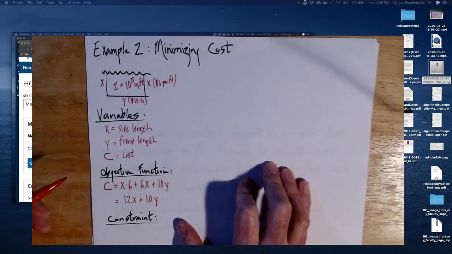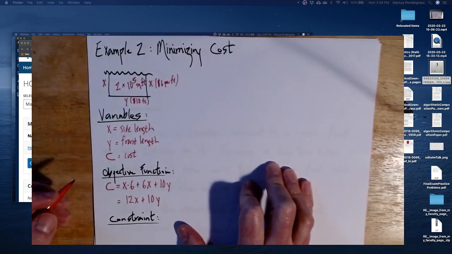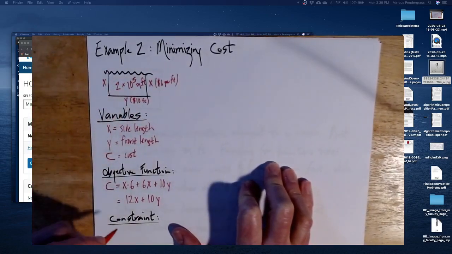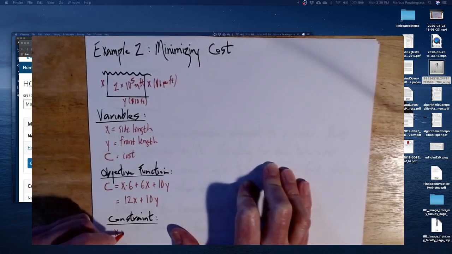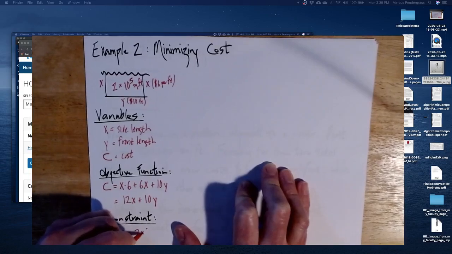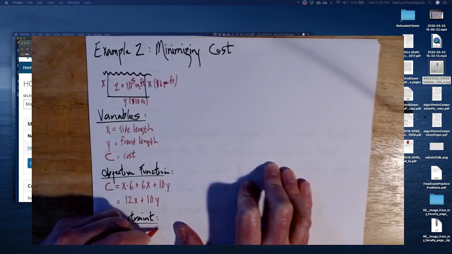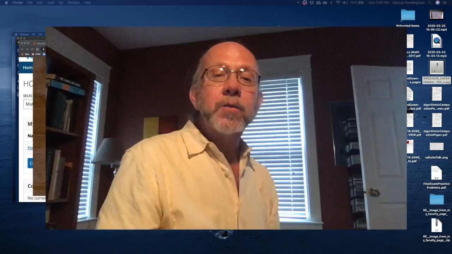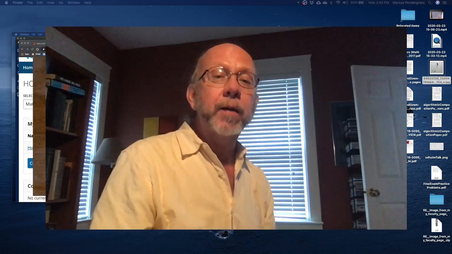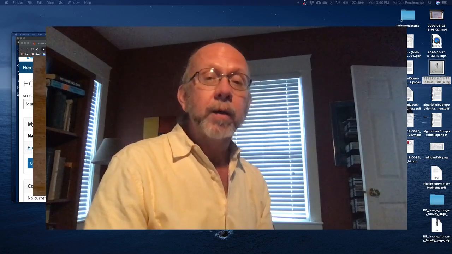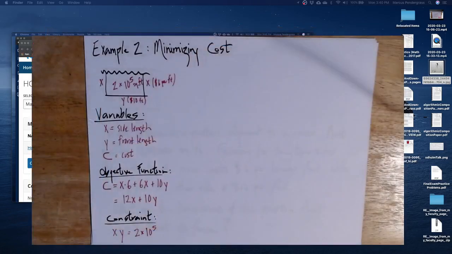That's 2 with 5 zeros following it, right? So the constraint would be that x times y, the area of this rectangle, would equal 200,000. X times y equals 2 times 10 to the 5th. And there we have the basics of the problem sort of translated into mathematical language. So now the question is, we've got a mathematical problem, how do we solve it?